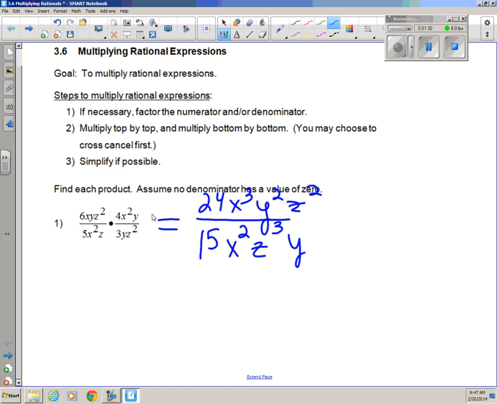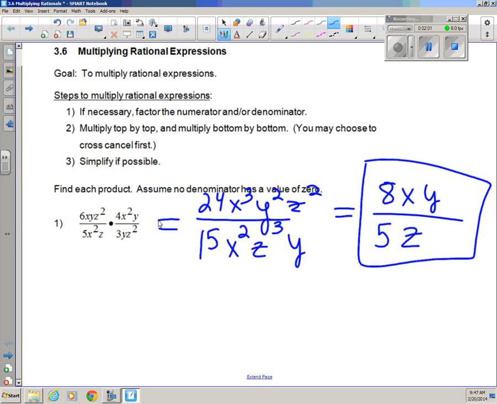cubed. Well, I need to simplify stuff, and I need to understand that I've got 24 and 15, which are both divisible by 3. If I take 24 divided by 3, it's 8. If I take 15 divided by 3, it's 5. I happen to have x's on top and bottom. There's more x's on the top by 1. I happen to have y's on the top and on the bottom. There are more y's on top by 1. And I happen to have z's on top and bottom. And there's more z's on the bottom by 1. This is your most simplified answer, 8xy over 5z.